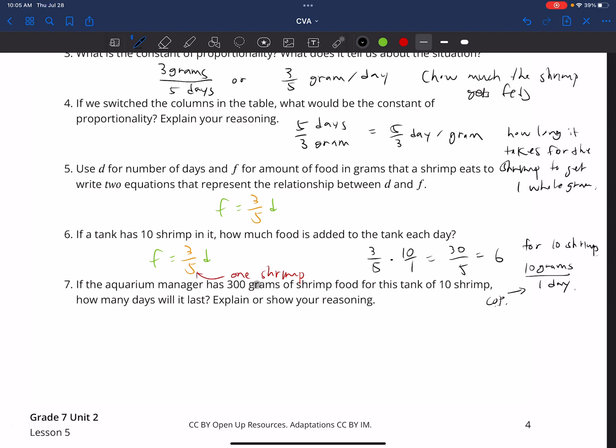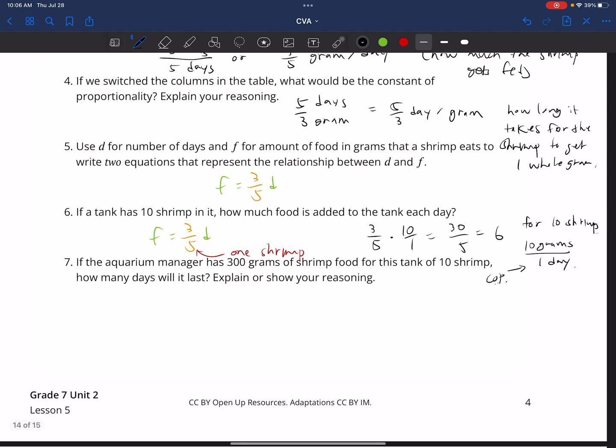If the aquarium manager has 300 grams of shrimp food for this tank of 10 shrimp, how many days will it last? Explain or show your reasoning. So my new equation is going to be F is equal to 10D, right? Because that's my new constant of proportionality. And then it has 300 grams of food. Remember, this F represents grams, right? So I'm going to put this 300 grams in there. So it's going to be 300 is equal to 10D, right?